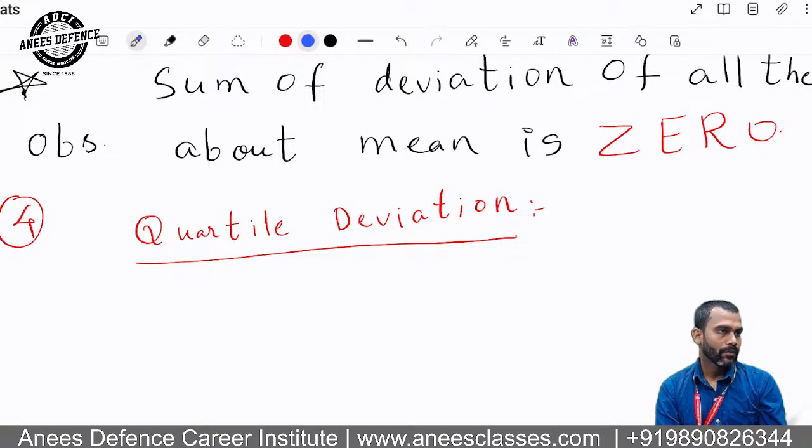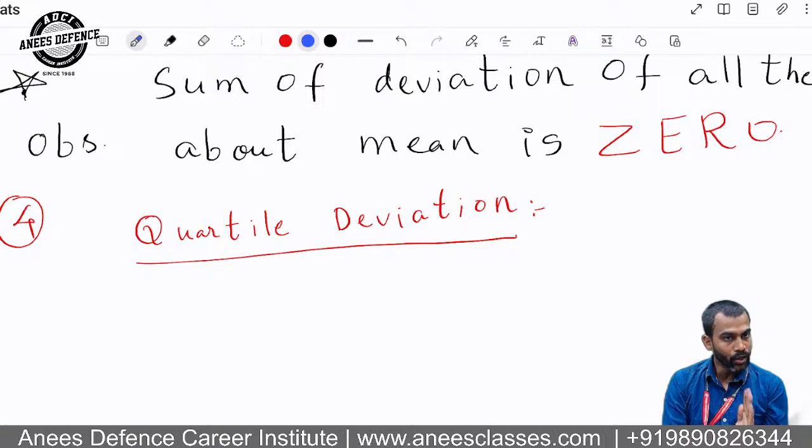So what we have to do? We have to divide the whole data into how many parts? Four equal parts: 5, 5, 5. First, we have to arrange all of them in ascending order, and then divide the whole data into four equal parts. The last data of the first quarter, or first quartile, would be Q1. Are you getting my point?